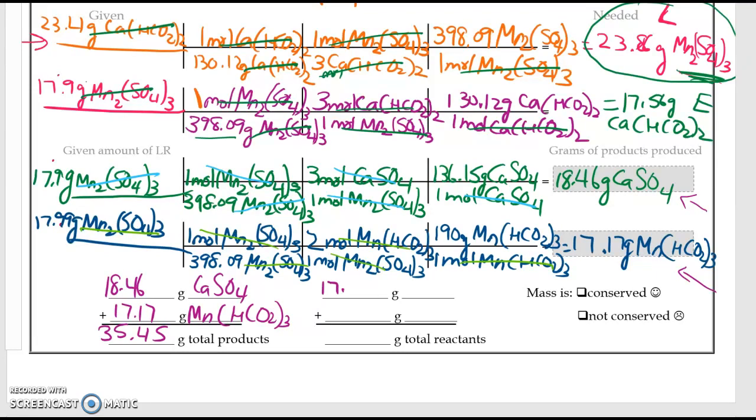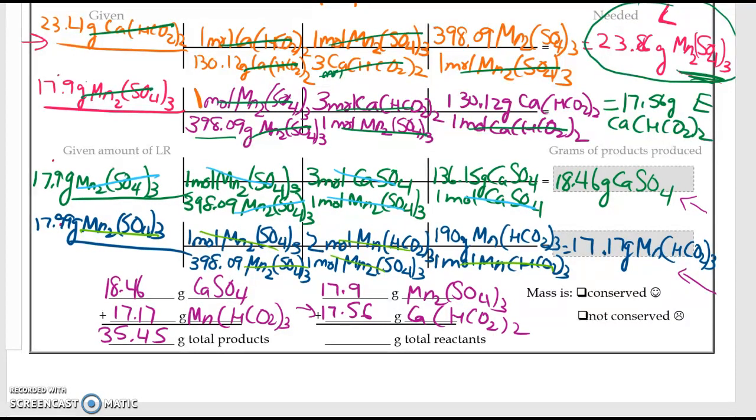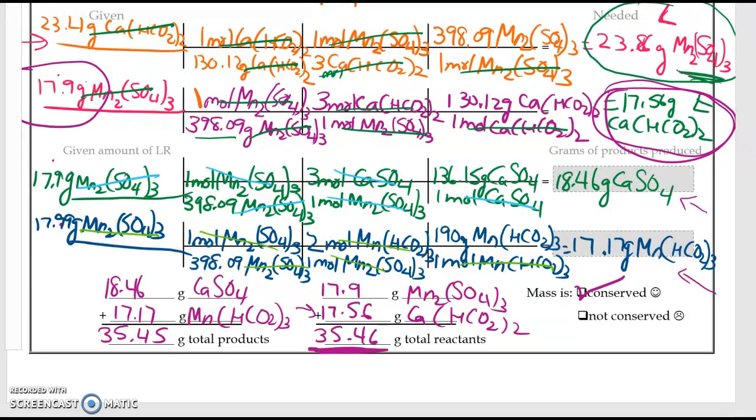And then here, I'm going to put my reactants. And then this, okay, 17.56 calcium HCO2. All right, and this is coming from here. Okay, so basically you're using these 2 numbers for the reactants, because that's how much of the other reactant you're going to use, and you get 35.46. So look, the total mass was conserved because this is the total amount of reactant used, and this is the total amount of products that were made.